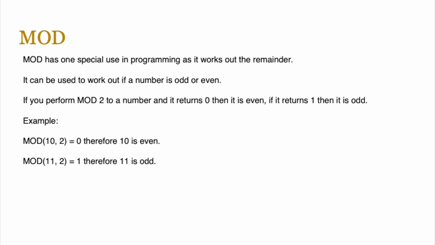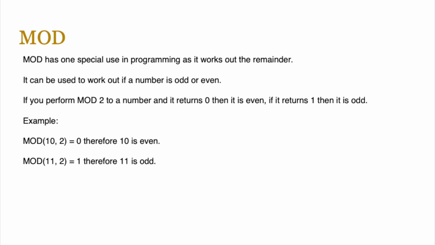We're going to look into mod in a bit more depth because mod has one special use in programming: it can be used to work out if a number is odd or even. For example, if you perform mod 2 on a number and it returns 0, then the number is even. If it returns 1, then it is odd. For example, mod 10, 2 will give you 0, therefore 10 is even. If we do mod 11, 2, that gives us 1, therefore 11 is odd.